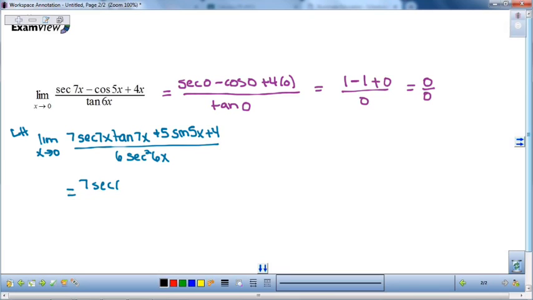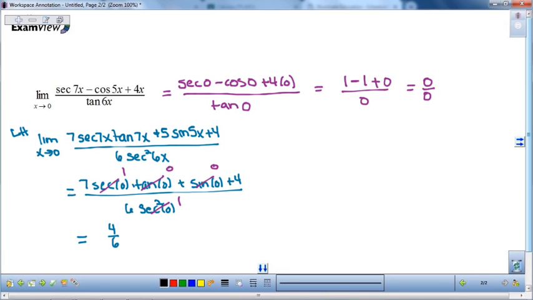Okay. So now if we do direct substitution, secant of 0 is 1, tangent of 0 is 0, sine of 0 is 0, and secant of 0 squared is 1. So we end up with 4/6 or 2/3.